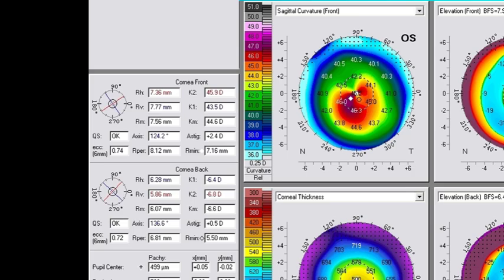Case number 1. This is a case of a patient having keratoconus. Let's say Kmax is, it doesn't show Kmax here, but almost here, let's say about 47. So it is a mild case.